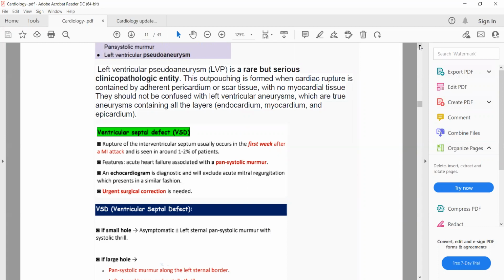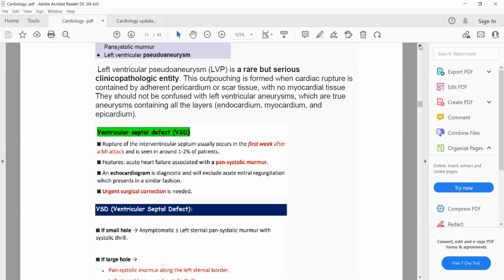On examination, there will be swelling of the ankles, and crepitations or crackles at the bases. Also, ascites and lower leg edema can also be a feature of acute heart failure.